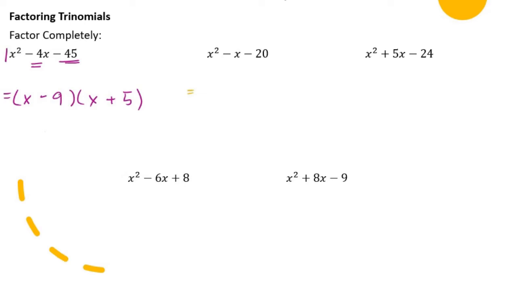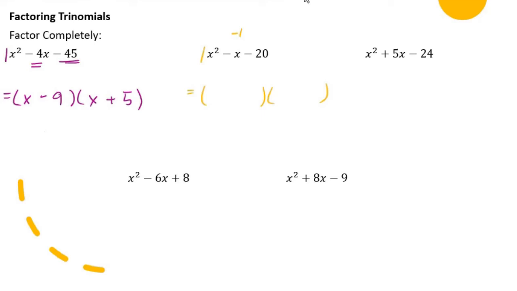Second case, exactly the same. X squared, x, no x, great. Descending order, the coefficient of x squared is positive 1, so we're looking at the same pattern again. I'm looking for two numbers that when I multiply them give me negative 20, and when I add them, give me what? Give me negative 1.